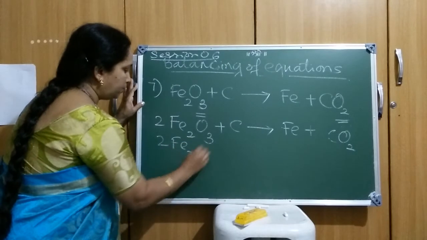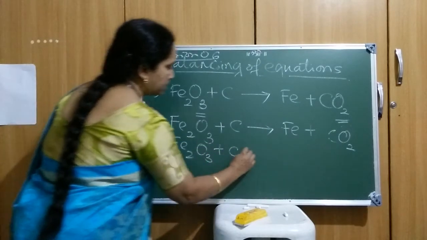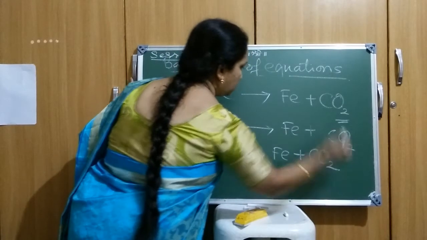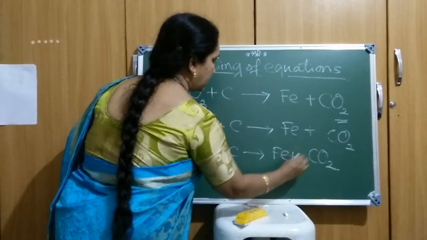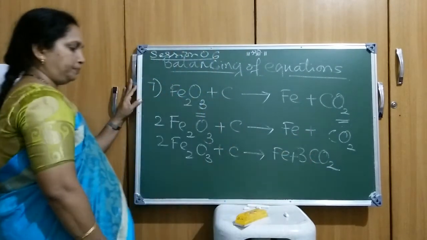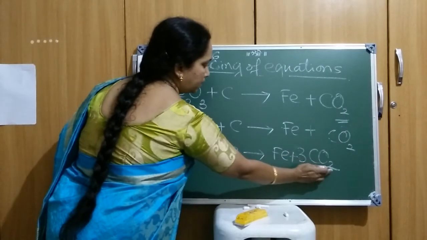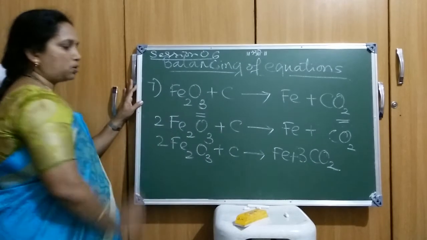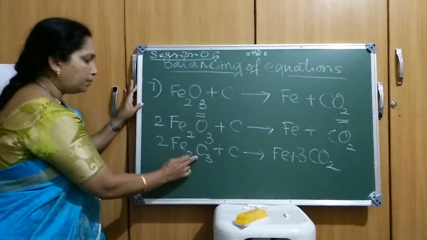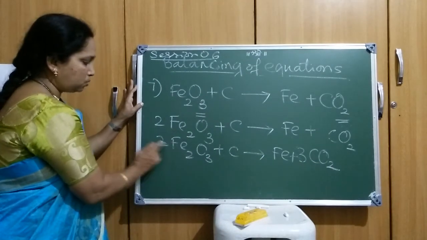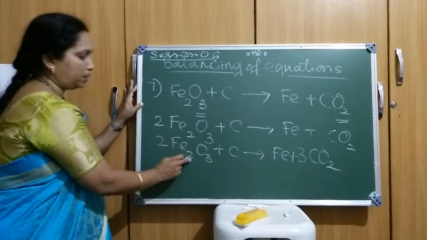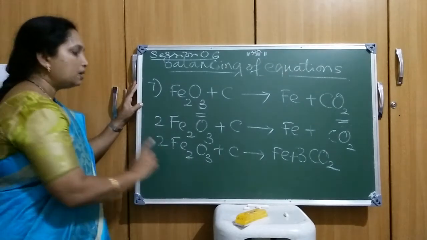So 2 Fe2O3 plus carbon gives iron plus CO2. So to make it balance, I'll write down here 3. Now if you observe over here, 3 2s are 6 oxygen, 3 2s are 6 oxygen, it is balanced. Then what about the iron over here? So as I have already written Fe2, right? 2 2s are 4. That means what? I have to balance the iron now.